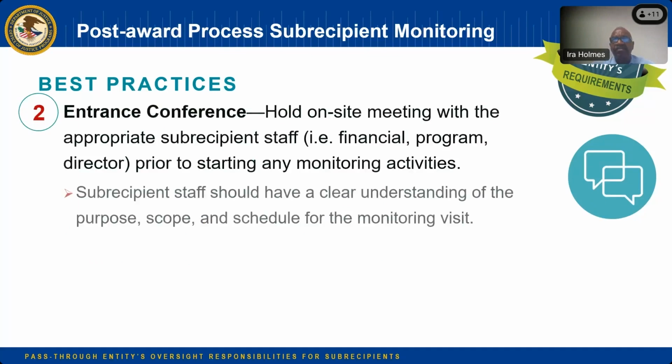When you're there, you're going to hold an entrance conference. It's going to be an on-site meeting with the appropriate, and I'm going to put that word appropriate, subrecipient staff: financial staff, program directors, depending on who they determine to be the appropriate staff. Make sure they're at the level that they need to be for why you are there. I know that sounds kind of ambiguous, but make sure that it's sufficient, that they're at a sufficient level for what you are there for.